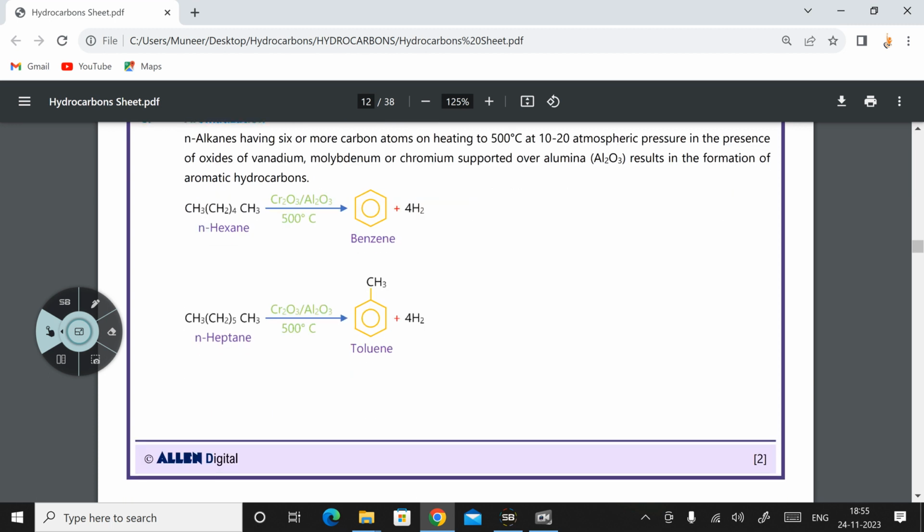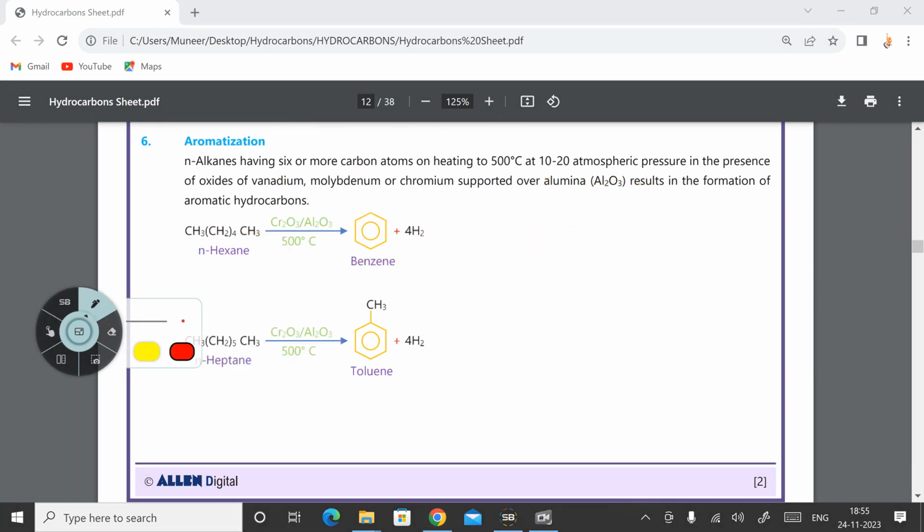Next, aromatization. Another important reaction. What is aromatization? When an alkane containing 6 or more than 6 carbon atoms is treated with oxides of vanadium or molybdenum or chromium along with Al2O3 at high temperature, it is converted into an aromatic compound.